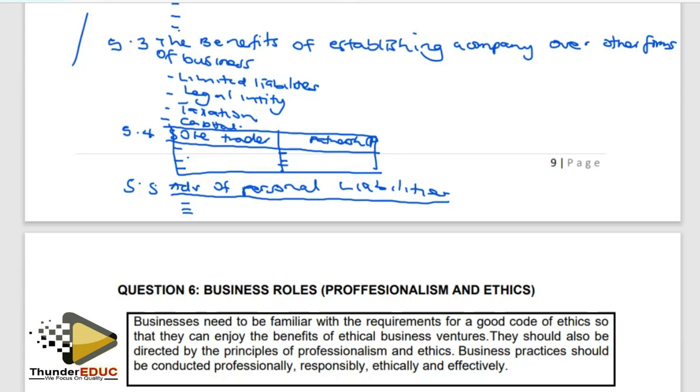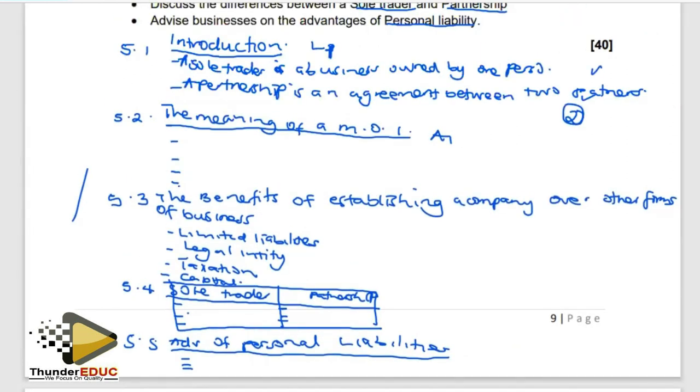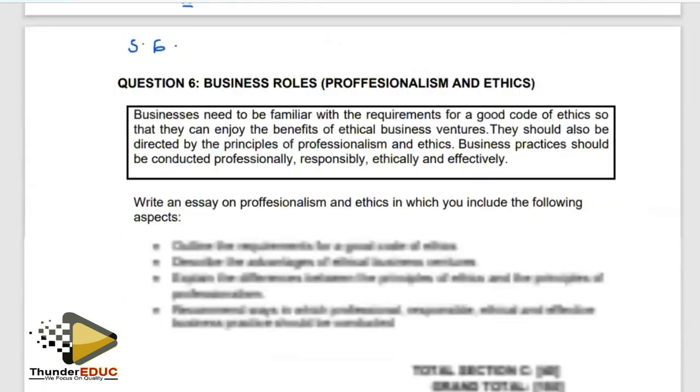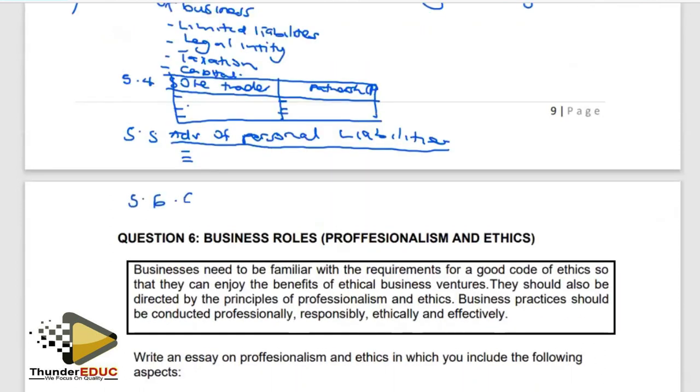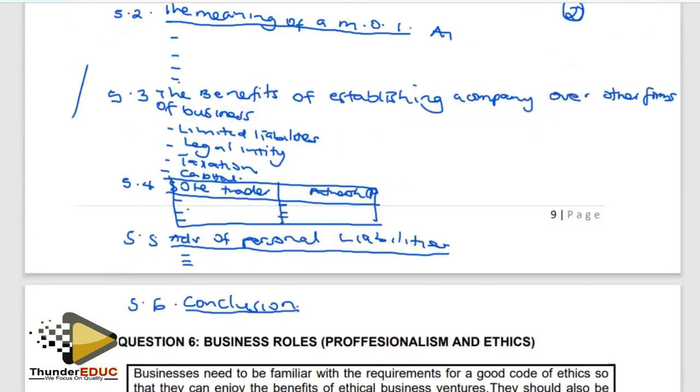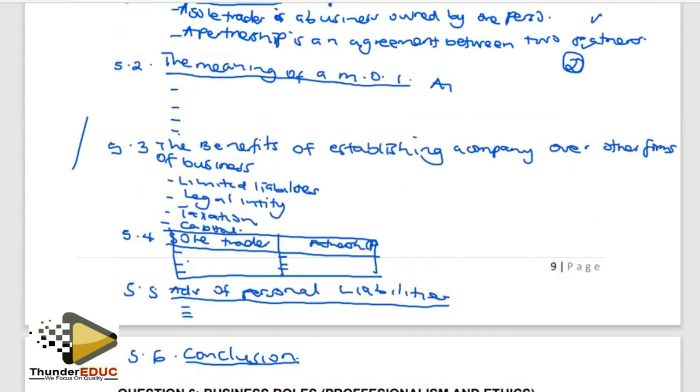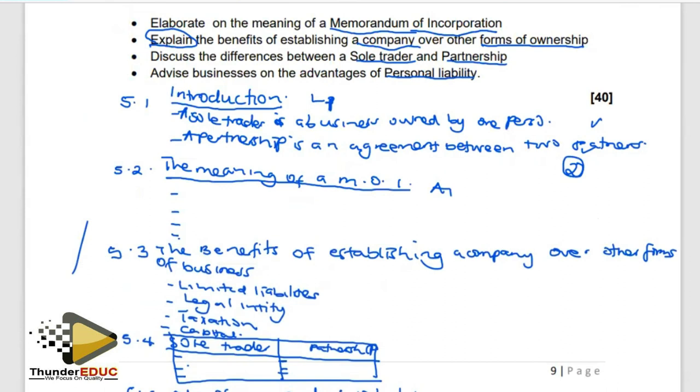Then the last part of the question is always 5.6. The sixth part of the question should always be your conclusion. You are supposed to write the word conclusion, and after writing the word conclusion, underline and come up with a stand and point. You say, maybe for example, it is very important to establish public companies because their advantages are way more compared to the advantages which are received by other forms of business ownership.